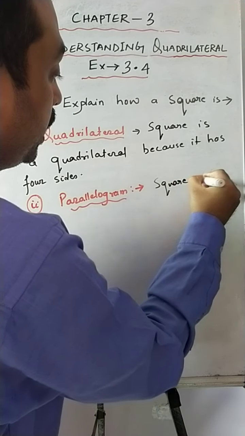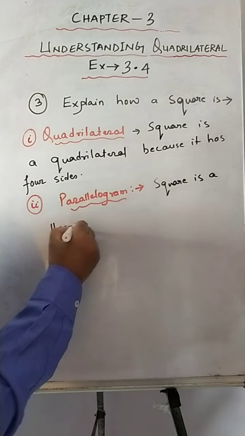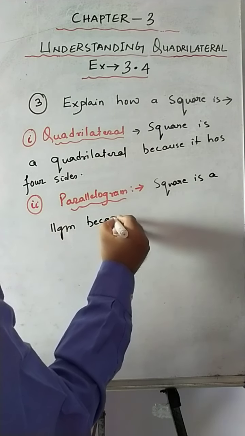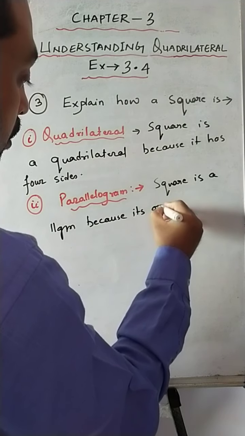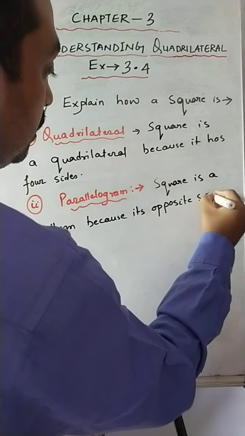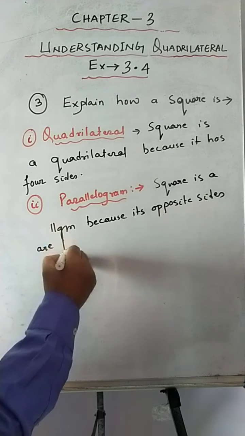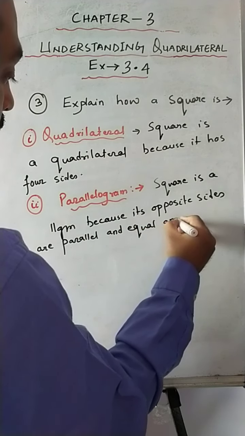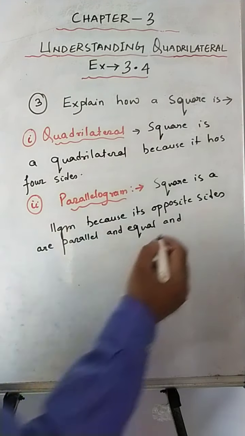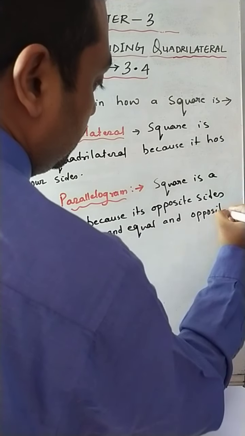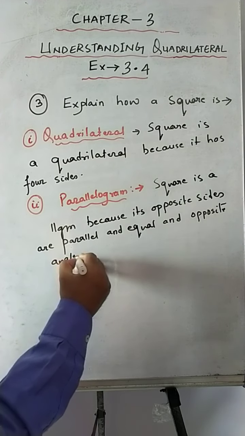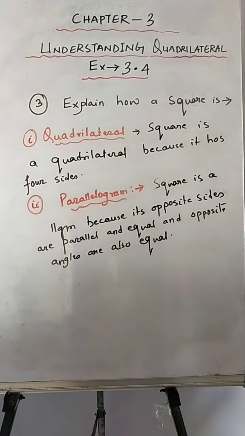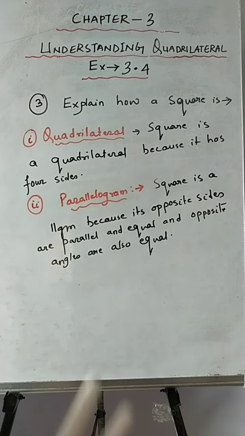So why? Square is a parallelogram. This is a short way of writing it. Square is a parallelogram because its opposite sides are parallel and equal, and opposite angles are also equal. This is why we can say that a square is a parallelogram. This question is very, very important, students.